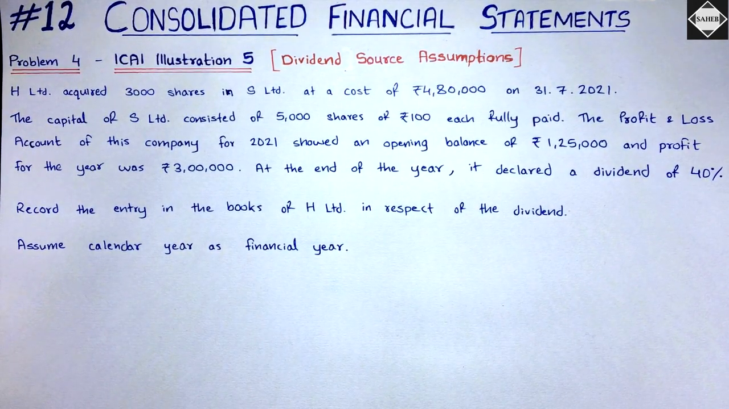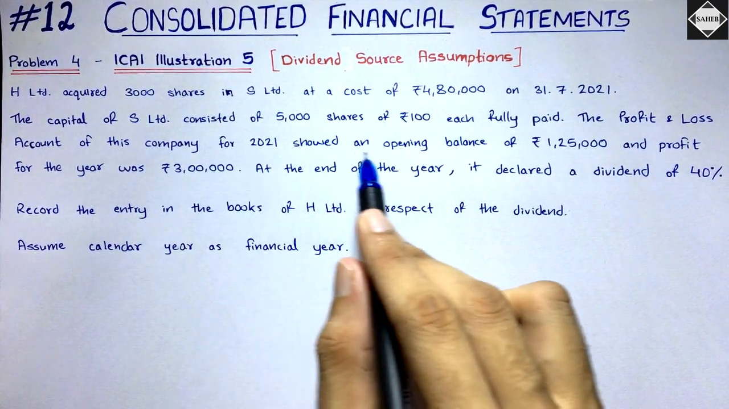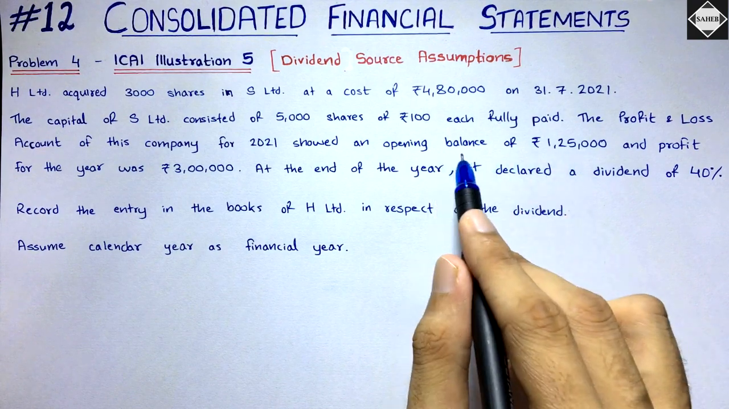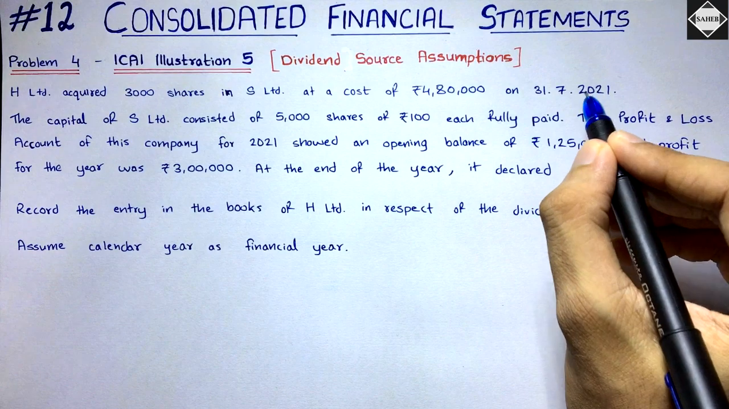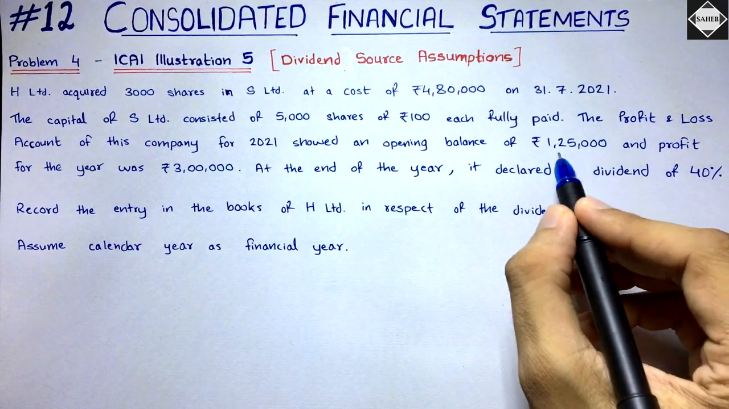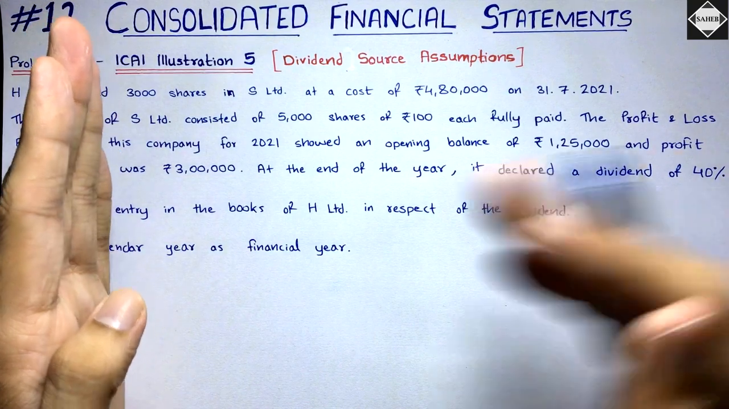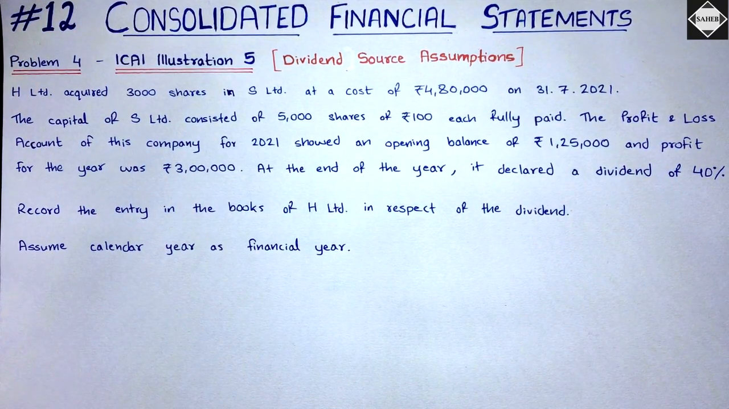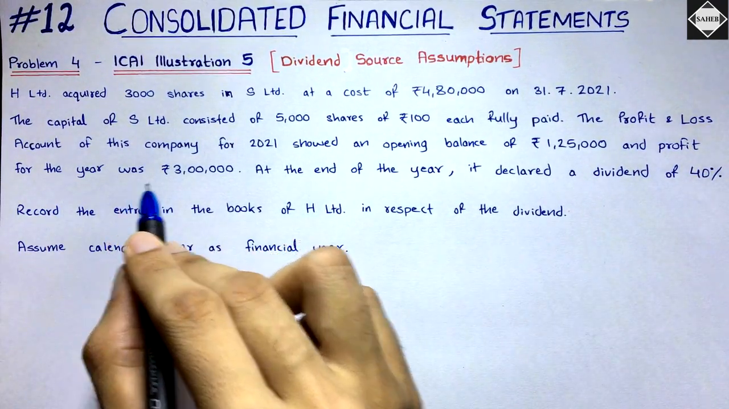And then see here, they are saying the profit and loss account of this company for 2021 showed an opening balance of 1,25,000. Opening balance means the first day of the year, not the date of acquisition. The date of acquisition is in the middle of the year, and here you have 1,25,000, which they have said is on the first day of the year. We have to verify what year we have over here. And profit for the year was 3 lakh.